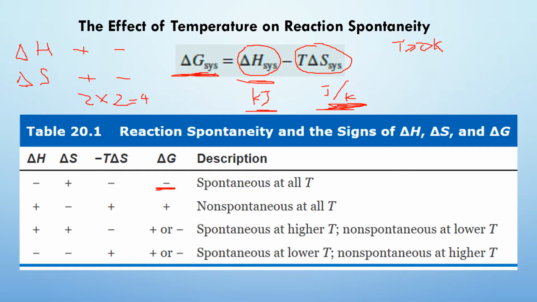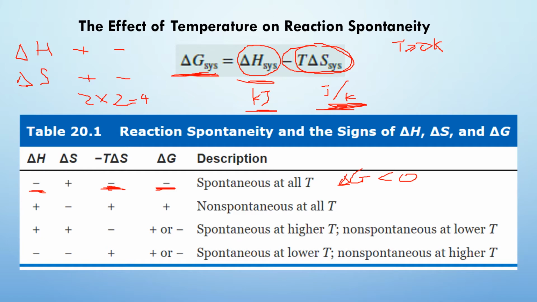So if your delta S is positive, you subtract a positive number, so negative T times delta S will also be negative. You have a negative number and then add another negative number. So that will make delta G less than 0 at all temperatures. So it is spontaneous no matter what the temperature is.